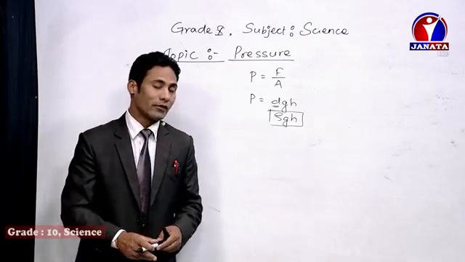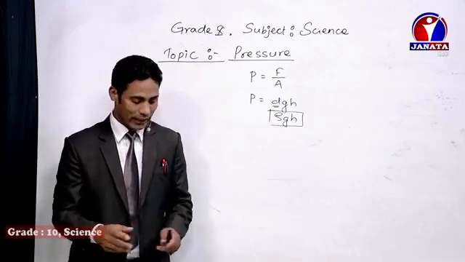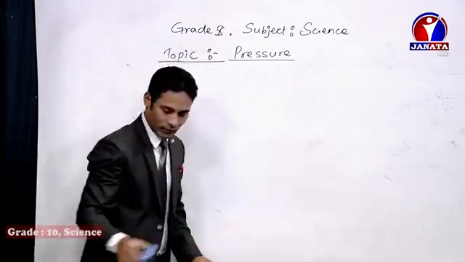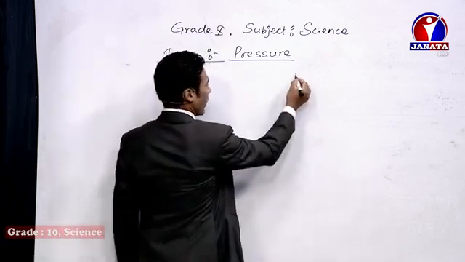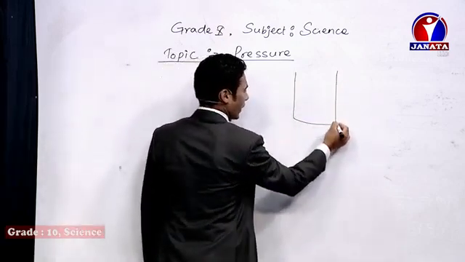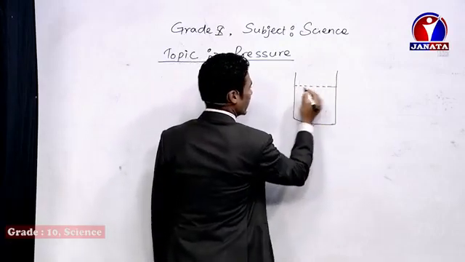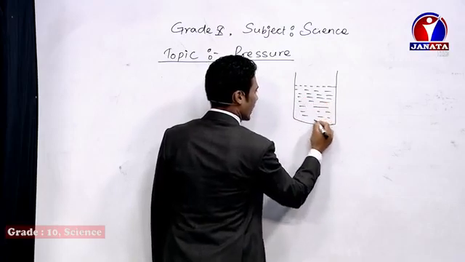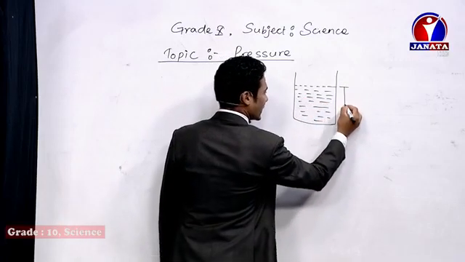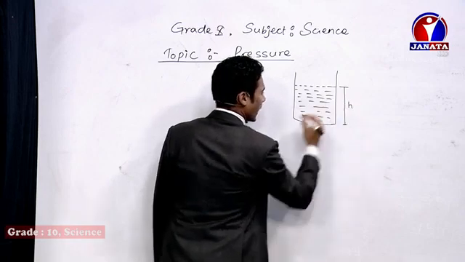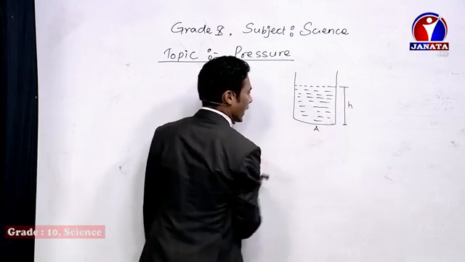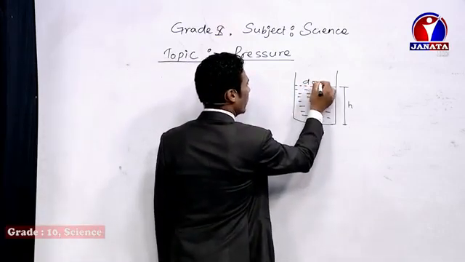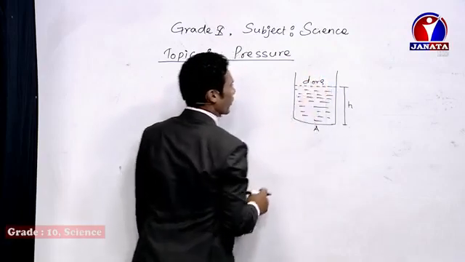So the derivation of this formula you might have learned in grade 8 also, but let's see how to derive this one. For this we will take one vessel, and we will fill liquid in this vessel. So this is liquid, or we can say water also. Let's say the height of the liquid column is h, the cross sectional area is A, and the density of the liquid is d, or rho we can write as the density of the liquid.